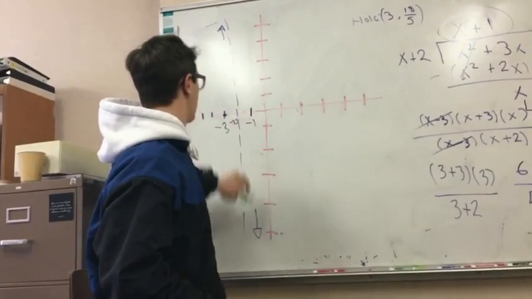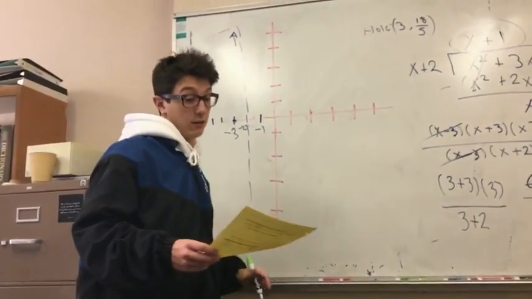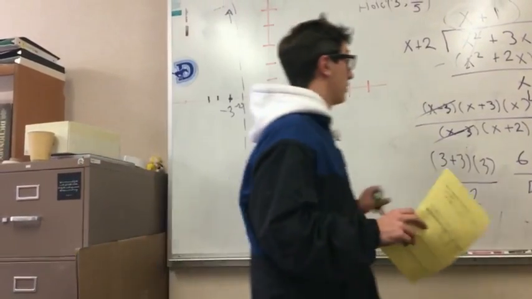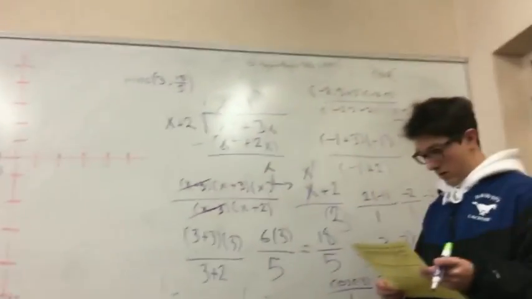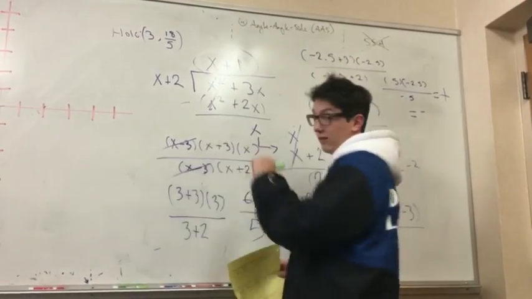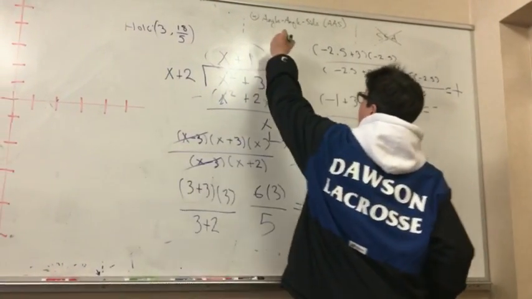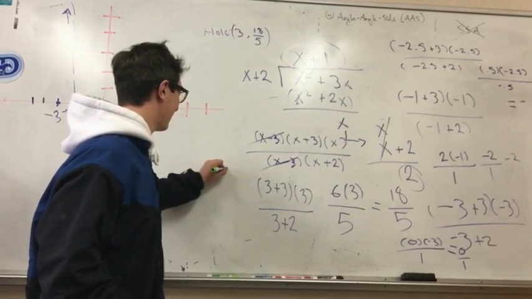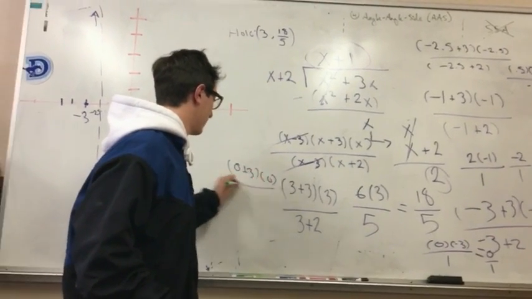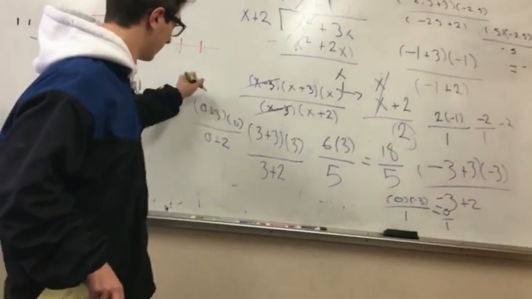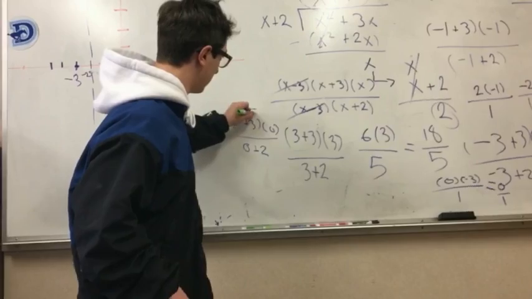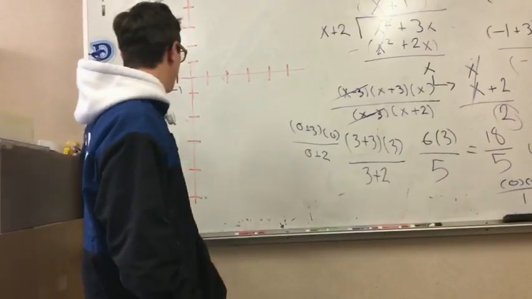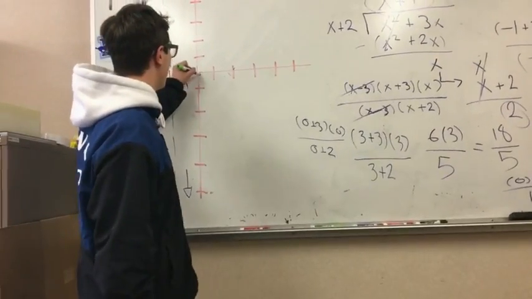Alright, now that we've found which ways they're going, let's find the x-intercepts. So in order to find the x-intercepts, we're going to make the x's 0. So we're going to do 0 plus 3 times 0 over 0 plus 2. So that should be 0 over 2, which equals 0. So now we know there's going to be one at -3 and one at 0.